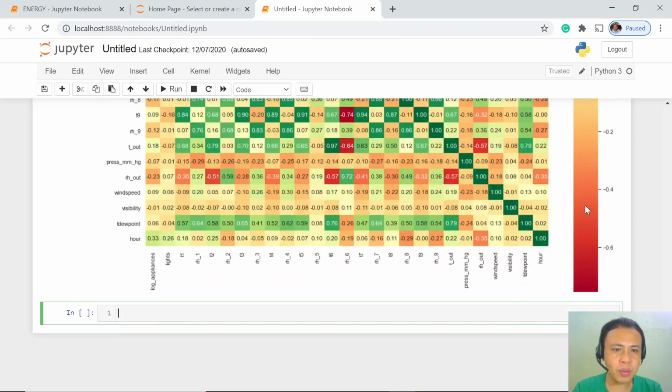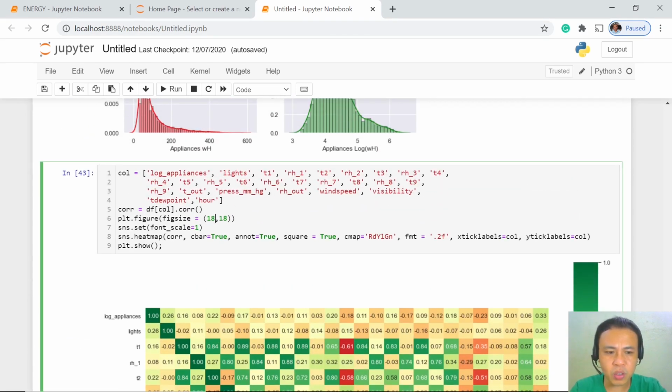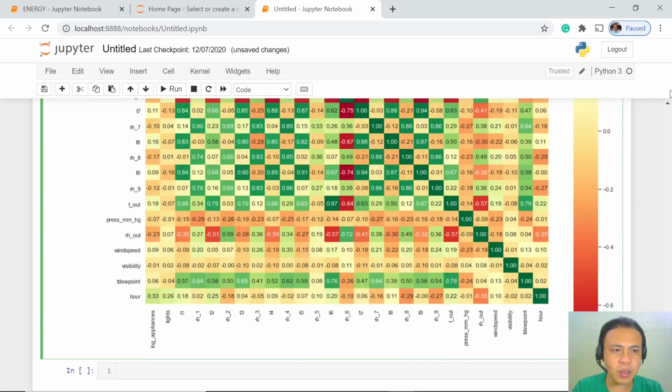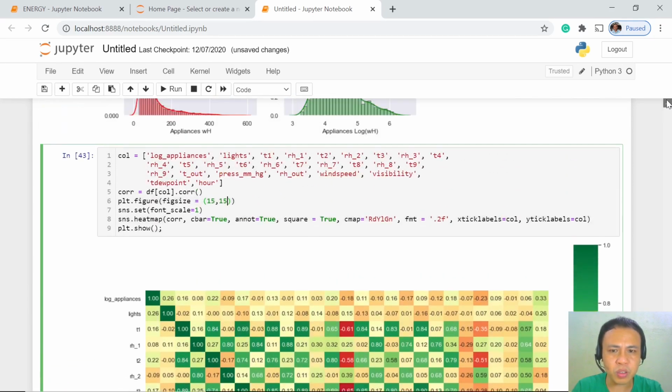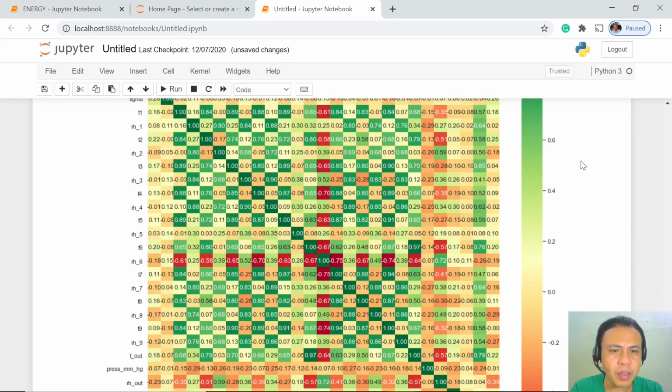This is actually too big, so let's make it smaller. Let's just use 15. You can use your own size, but in my case I use this one because the other was too big. Okay, now this one is, I think, better.